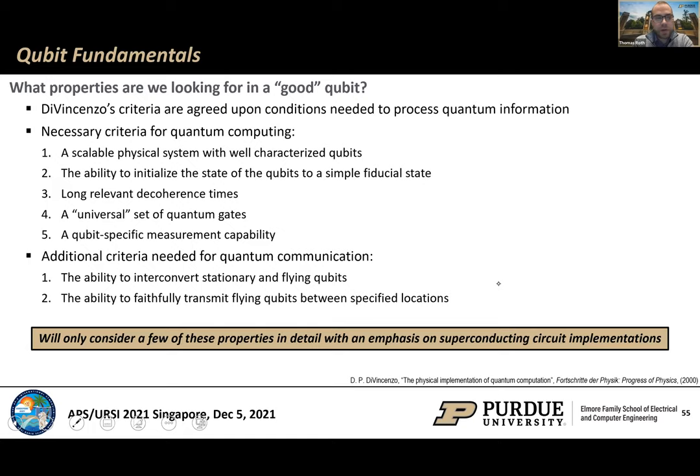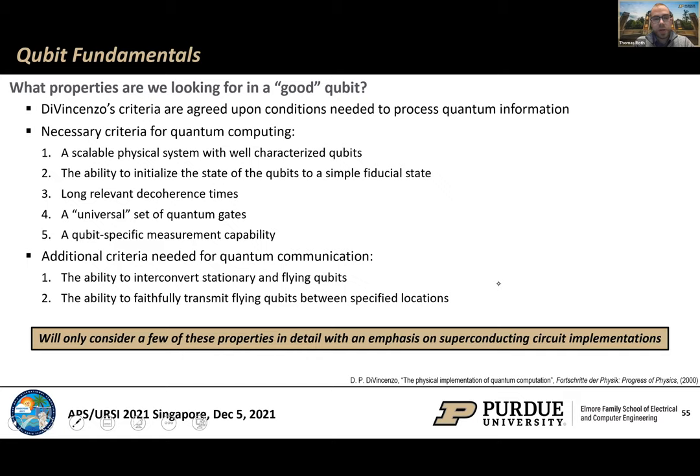And then the final criteria for quantum computing is we need to have a qubit specific measurement capability. All this means is that at the end of the algorithm, at a minimum, we need to be able to very clearly know what final state the system was in. So we need to be able to measure whether the qubit's in the zero or one state whenever we measure it. Okay, now that's all we need technically for quantum computing.